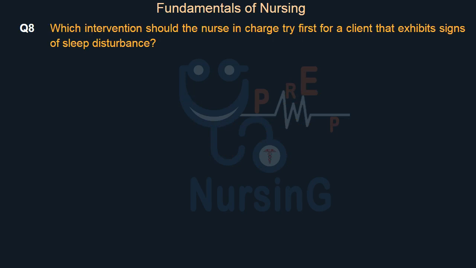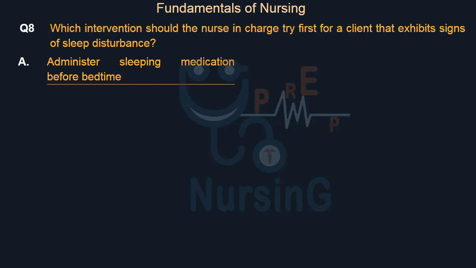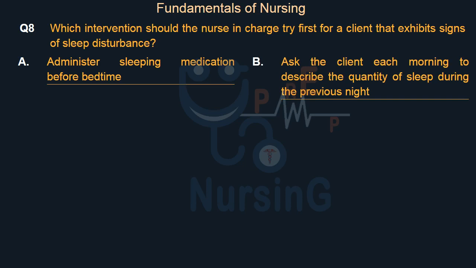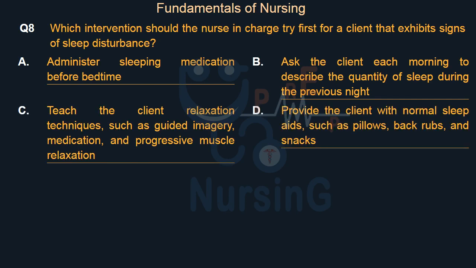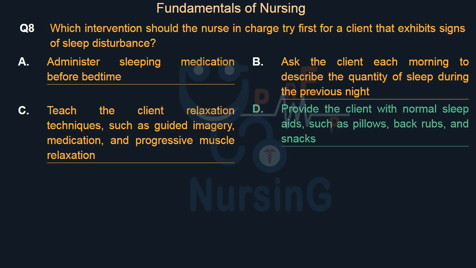Which intervention should the nurse in charge try first for a client that exhibits signs of sleep disturbance? Option A. Administer sleeping medication before bedtime. Option B. Ask the client each morning to describe the quantity of sleep during the previous night. Option C. Teach the client relaxation techniques, such as guided imagery, meditation, and progressive muscle relaxation. Option D. Provide the client with normal sleep aids, such as pillows, back rubs, and snacks. Right answer is Option D.